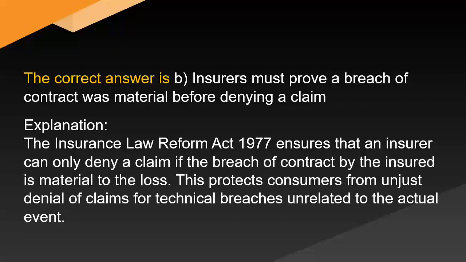The correct answer is B. Insurers must prove a breach of contract was material before denying a claim. Explanation. The Insurance Law Reform Act 1977 ensures that an insurer can only deny a claim if the breach of contract by the insured is material to the loss. This protects consumers from unjust denial of claims for technical breaches unrelated to the actual event.